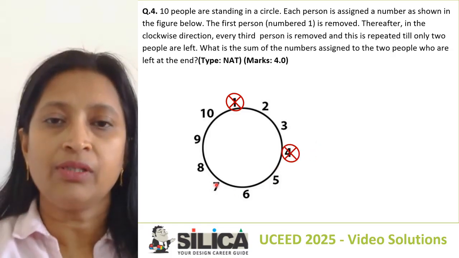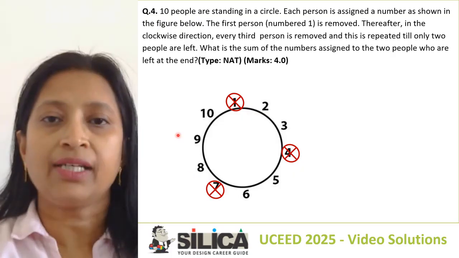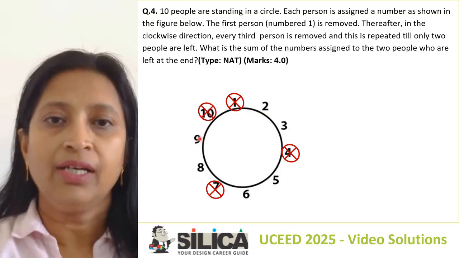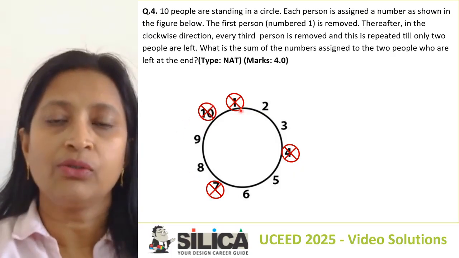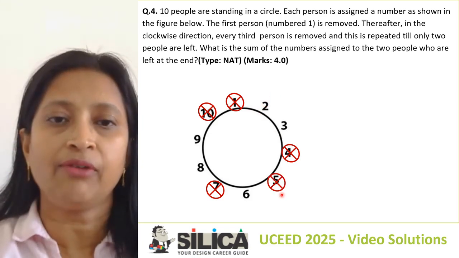Now the third person clockwise is 7. Next, the third person clockwise is 10. Again remember 1 is already gone, so that means you have to count from 2. So this is 1, 2, 3. So next 5 will go.